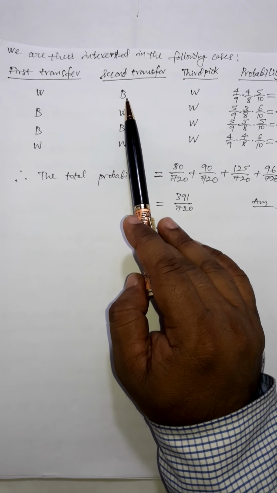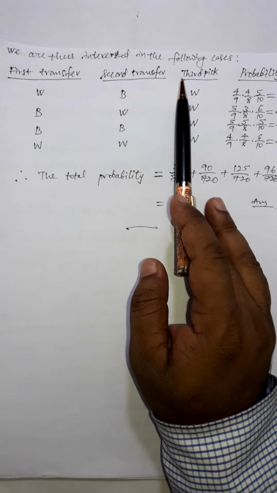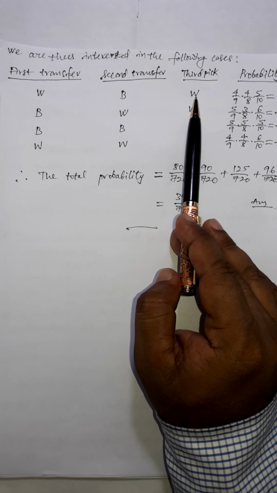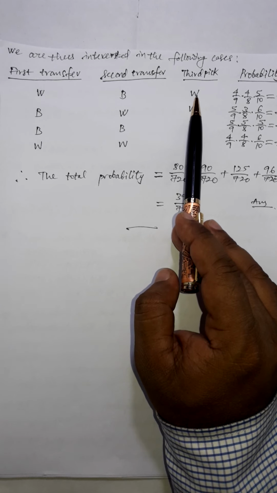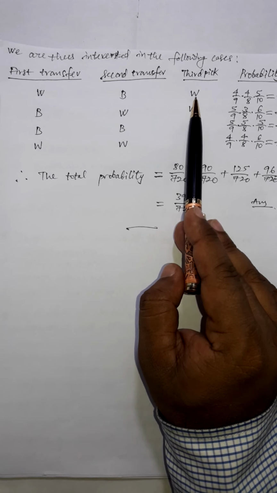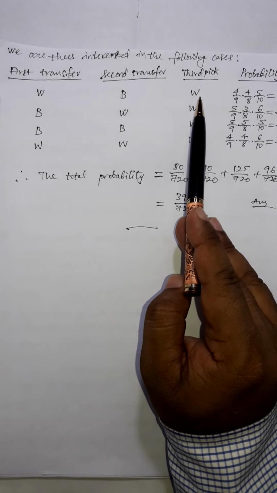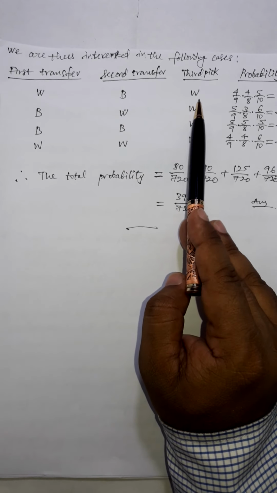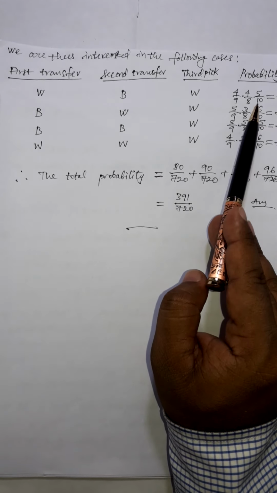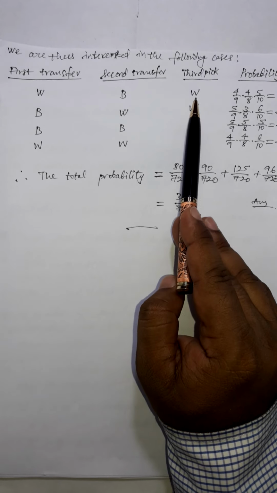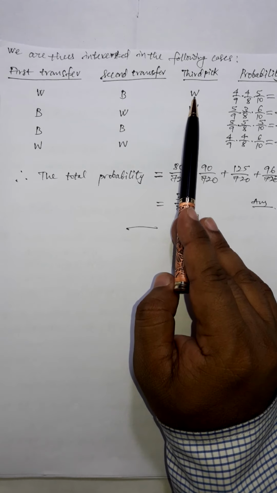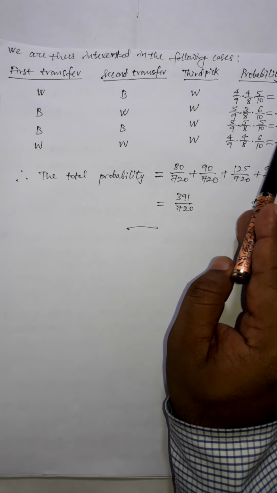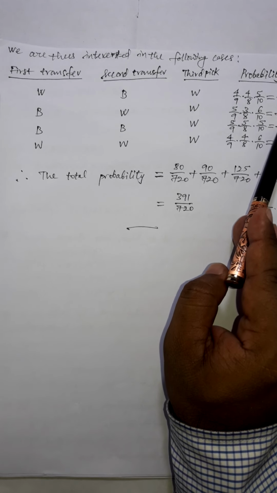Now after choosing a black ball from the second bag and putting it in the third bag, the chances of getting a white ball will be 5 by 10, because here also the black ball is chosen. So total number of balls will be one more, 9 plus 1, 10, but as no white ball is added here, the number of white balls in the third bag will remain 5, so it will be 5 by 10, and multiplying it we will get 80 by 720.